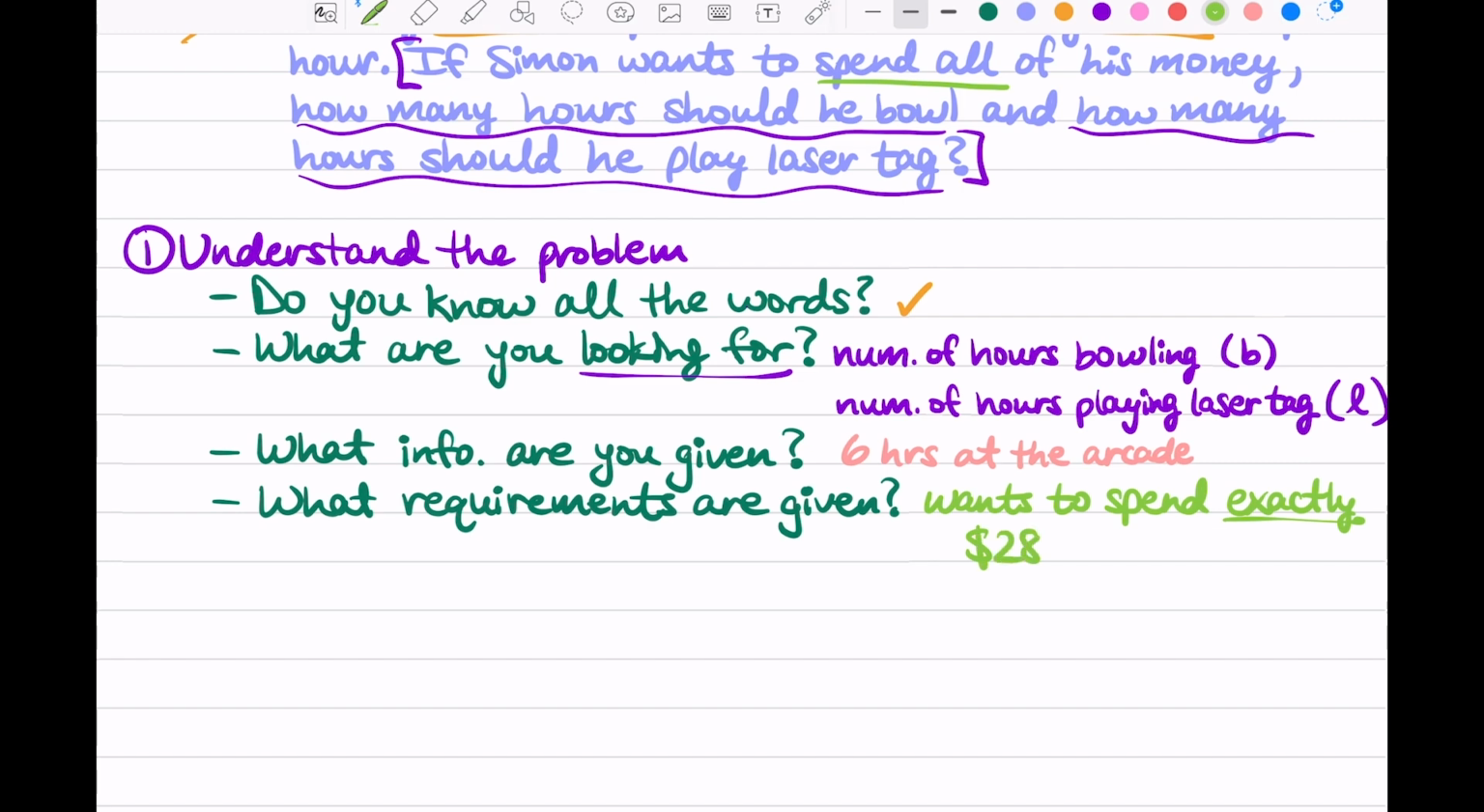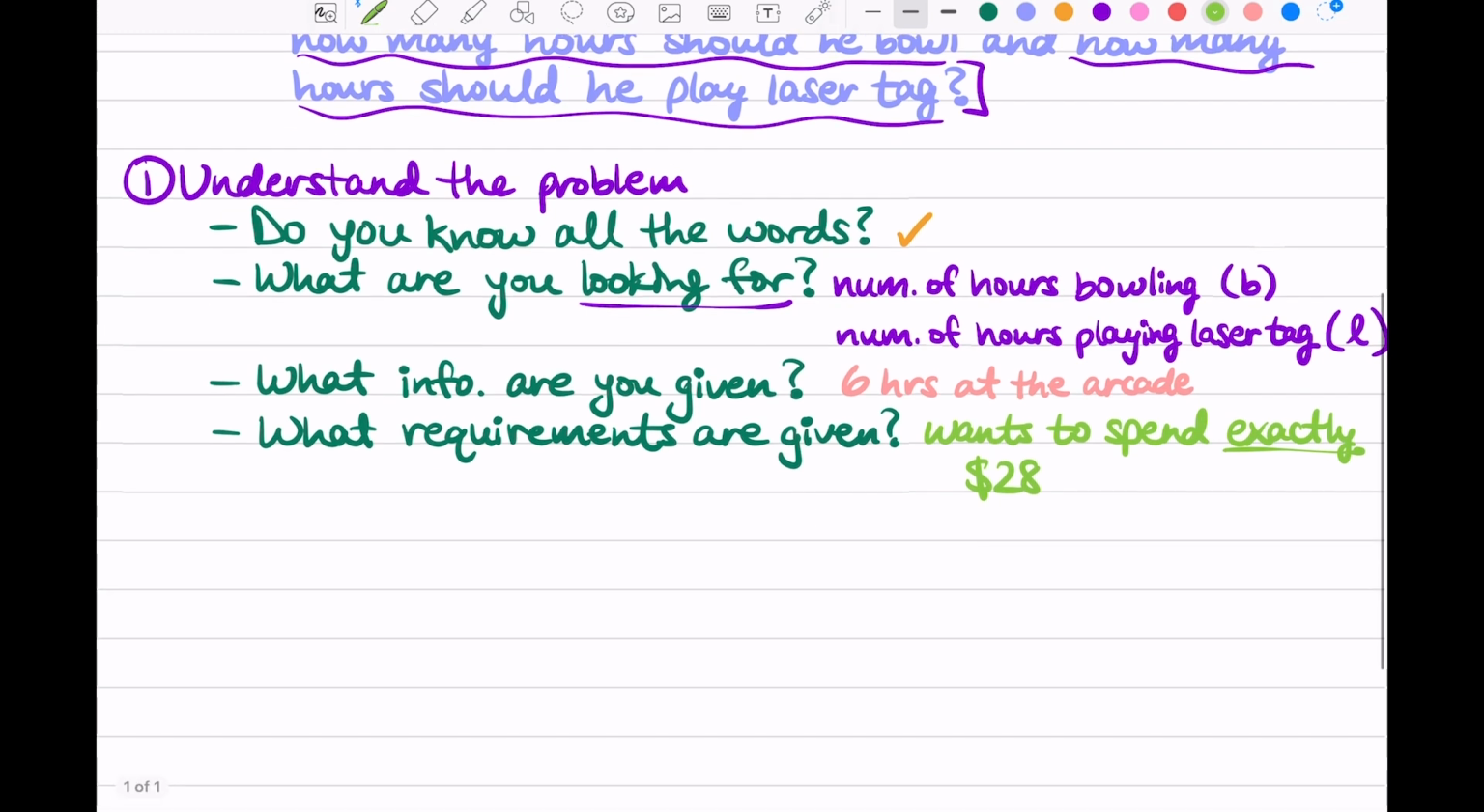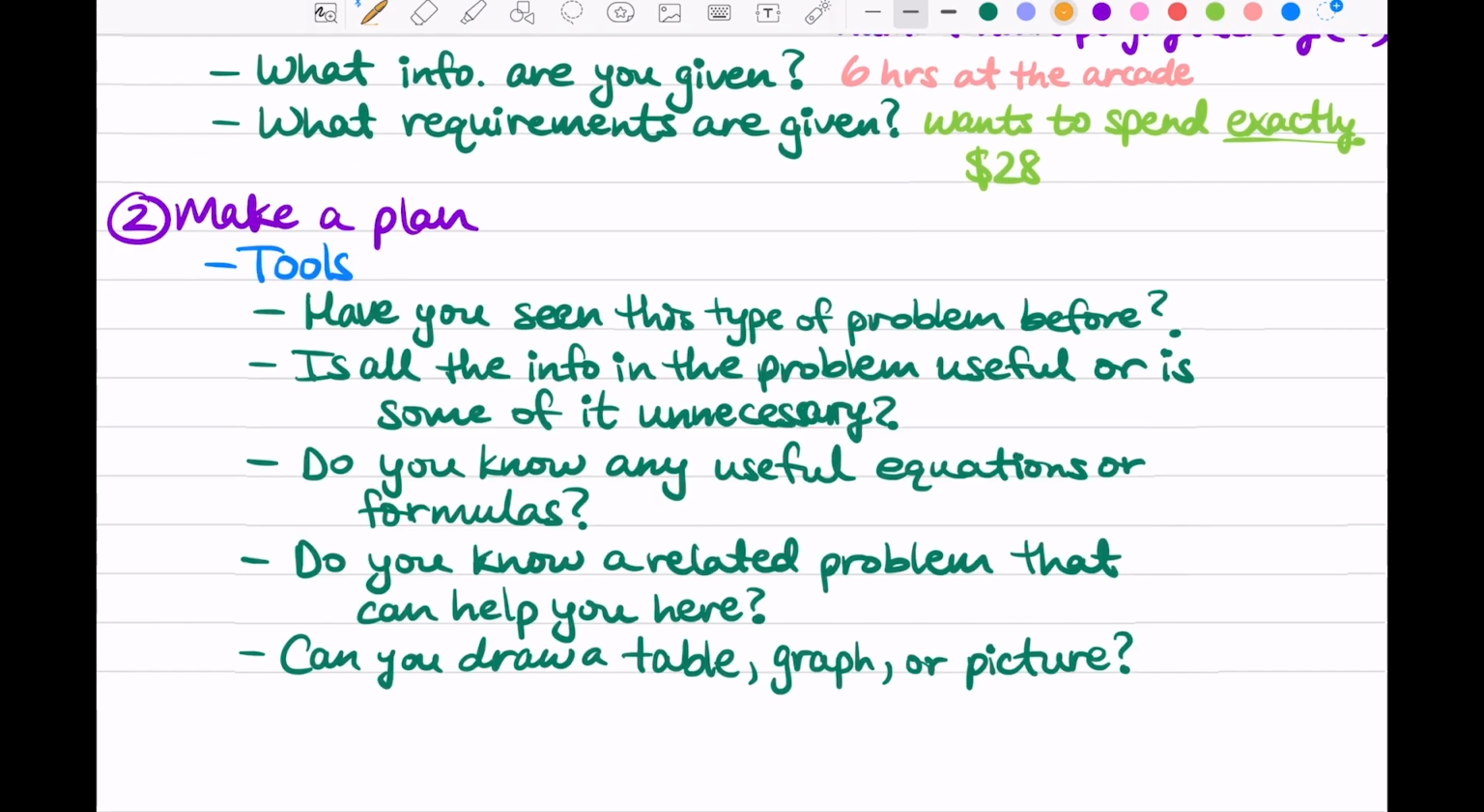Okay, now we've answered our 4 questions and made some notes along the way. We should have a good understanding of the problem. That means we can move on to step 2. Step 2 is to make a plan, and we have a number of tools to help us with that.